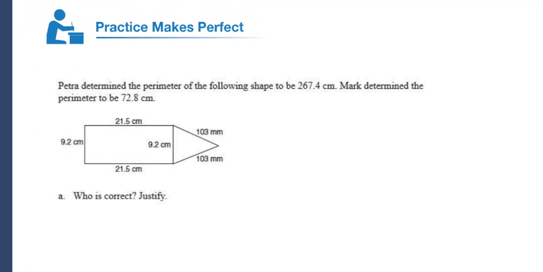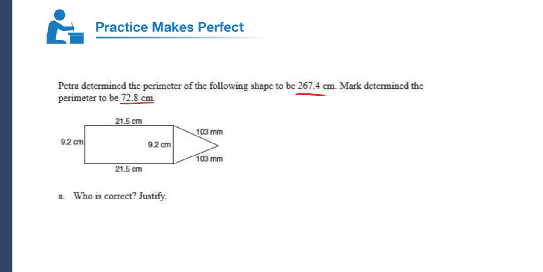Petra determined the perimeter of the following shape to be 267.4 centimeters. Mark determined the perimeter to be 72.8 centimeters. Who is correct? So really, we've got to figure it out and see who is actually right here. So the perimeter of this composite shape.